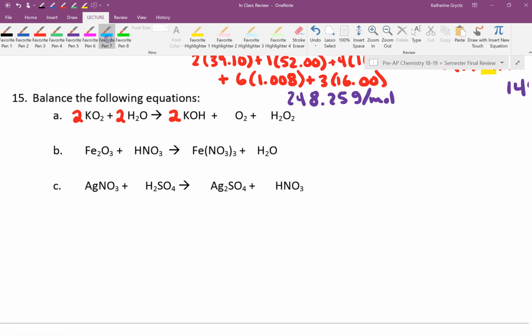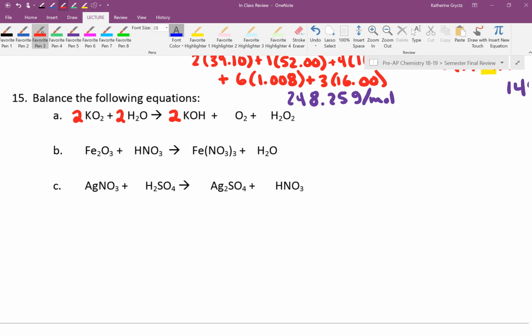Then I'm going to look at my oxygens. I have 4 oxygens here because I have 2 times 2, and then I have 2 more oxygens here. So I have 6 oxygens on the left side. If I check the right, I've got 2 here, 2 here, and 2 here. So that gives me 6 oxygens on the right side, and I'm balanced. Okay, but these can take a long time or a little time, so you just need to practice getting a way down to balance these.